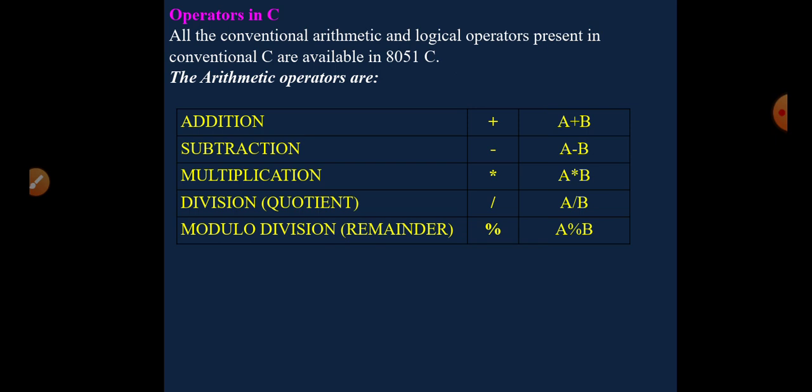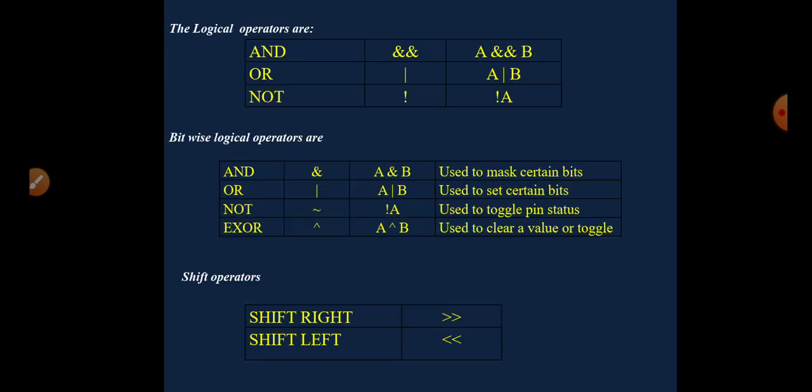Then the percentage symbol, in 8051 C, is treated as a modulo operator, a mod b. In this case it will perform the division operation, and the remainder of the division will be sent as the return value. Then you have the logical operators like and, or, as well as not: a and b, a or b, and not of a, complement of a.